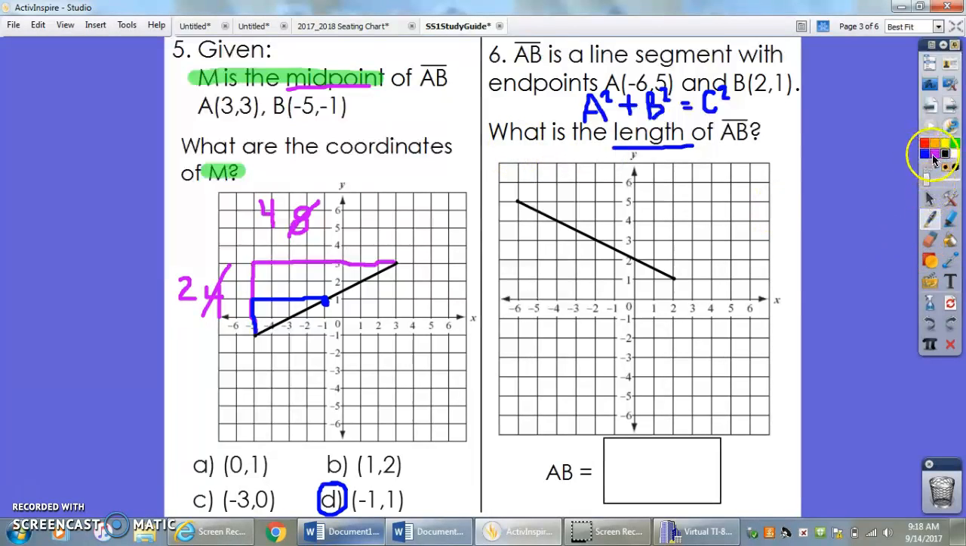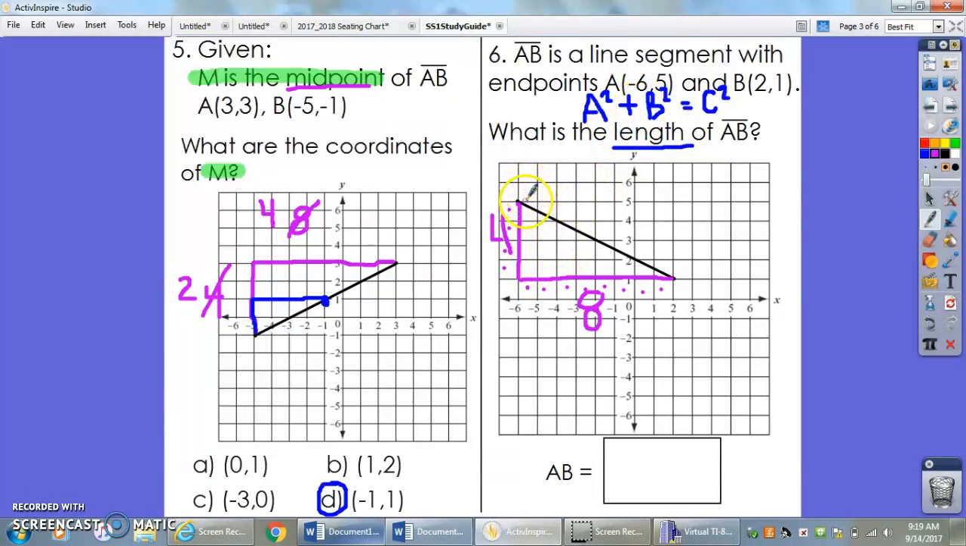I need to draw a right triangle. So I'm going to start at one point and draw straight until I get in line with my other point. All right, and then I'm going to draw a straight line to that point, and it creates a right triangle. Then I'm going to count the leg lengths. So this is 1, 2, 3, 4. The side is 1, 2, 3, 4, 5, 6, 7, 8. Okay, so my leg lengths are 4 and 8, and that's what A and B will be.